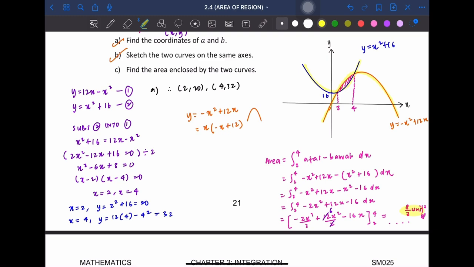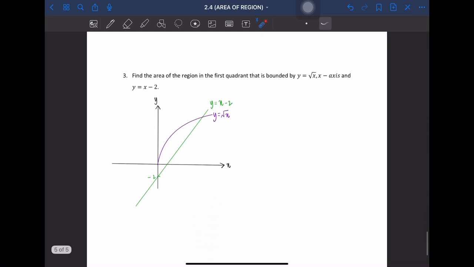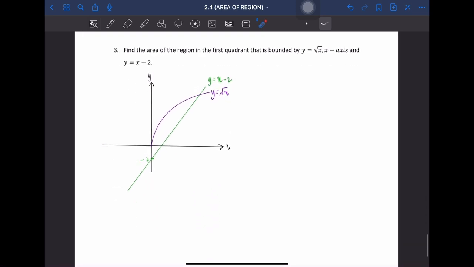Okay, done. For question 2, you can try by your own, and this is the final answer. So we'll just discuss or do the last question, number 3. Okay, we'll do it together. So find the area of the region in the first quadrant that is bounded by y equal to root x, the x-axis, and y equal to x minus 2.